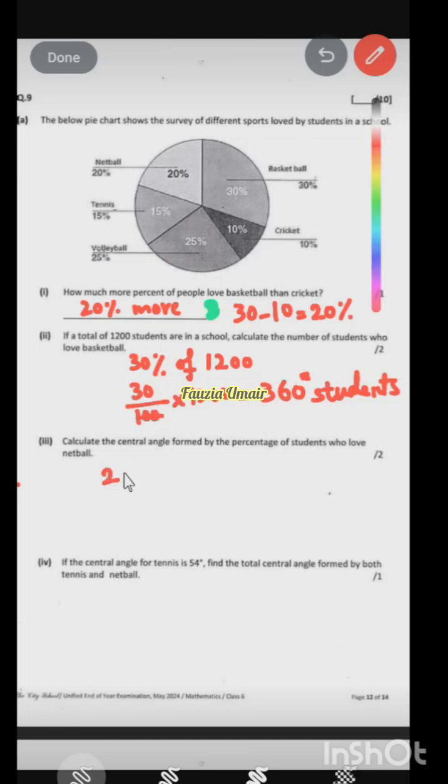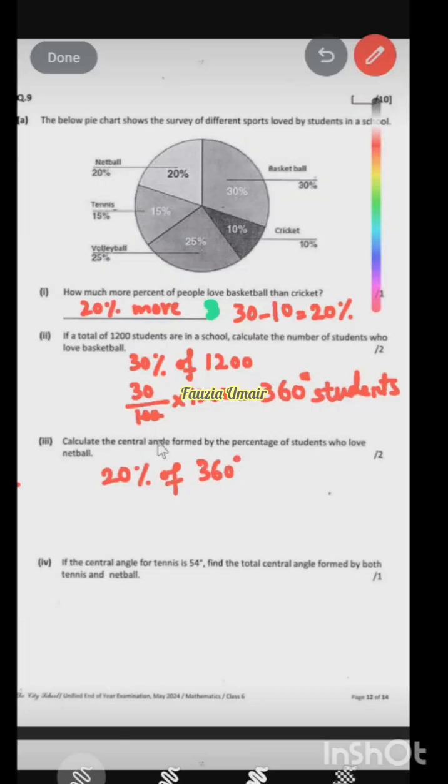Now look, this has all three kinds of questions. 20% of 100, because the total is 100. So 20% of... sorry, we need to convert it into an angle. So we will say 20% of 360.